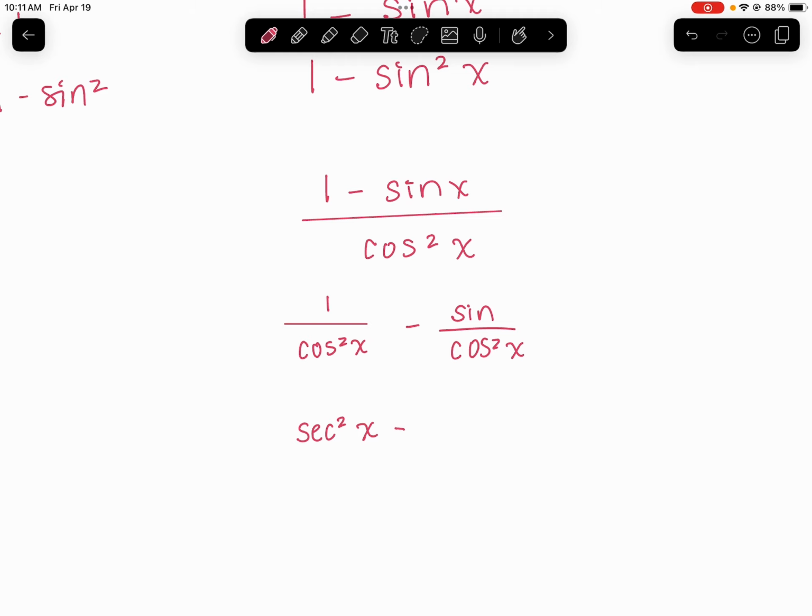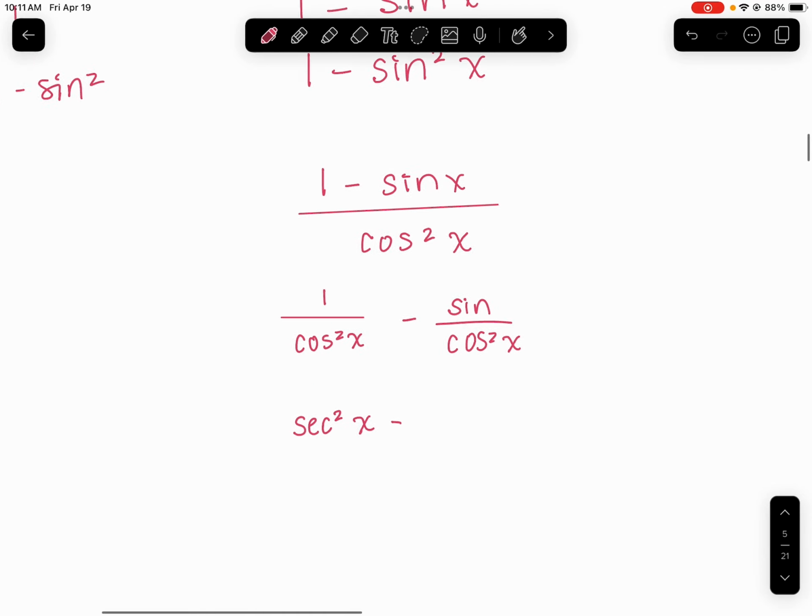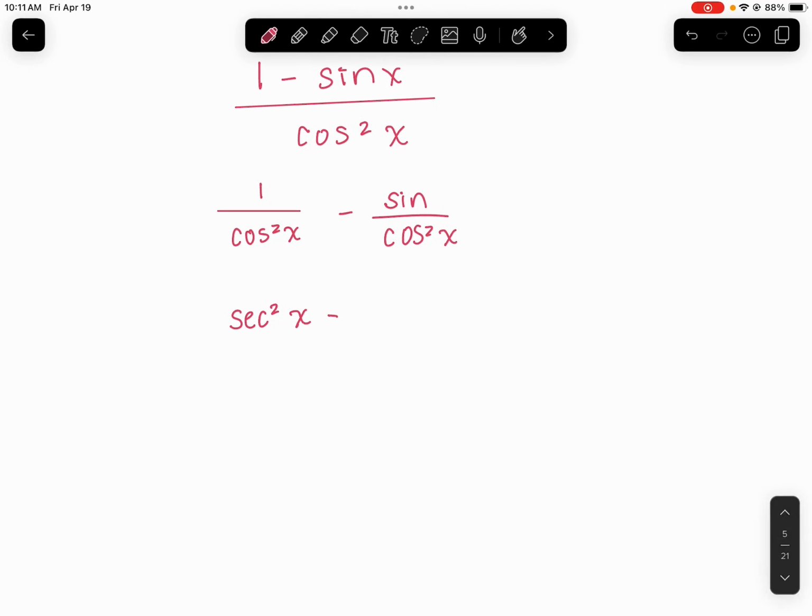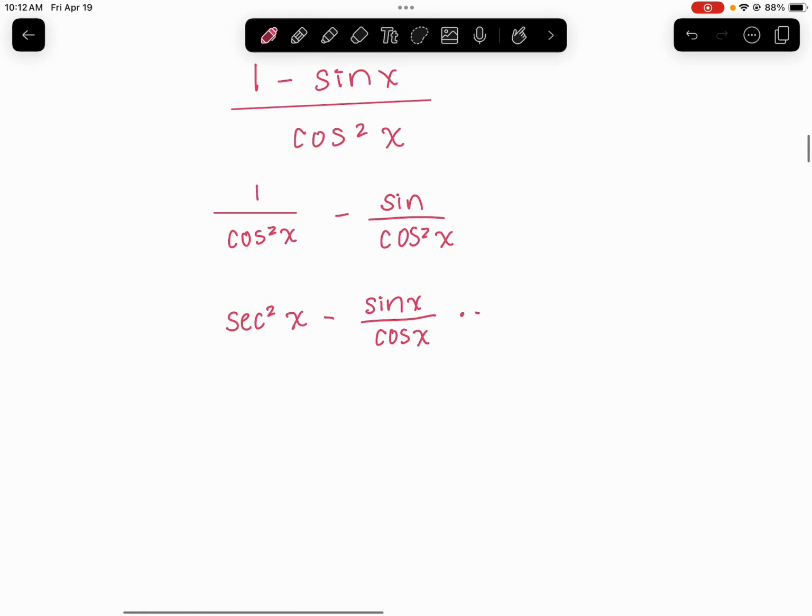So then it's going to be minus, and I have cosine squared, so I'm going to break that up into cosine and cosine. So I'm going to do sine x over cosine of x, but then I have another cosine in the denominator that I'm multiplying, because remember, to get cosine squared, I need cosine times cosine. So sine of x times 1 would still give me sine of x. So I just broke that denominator down.